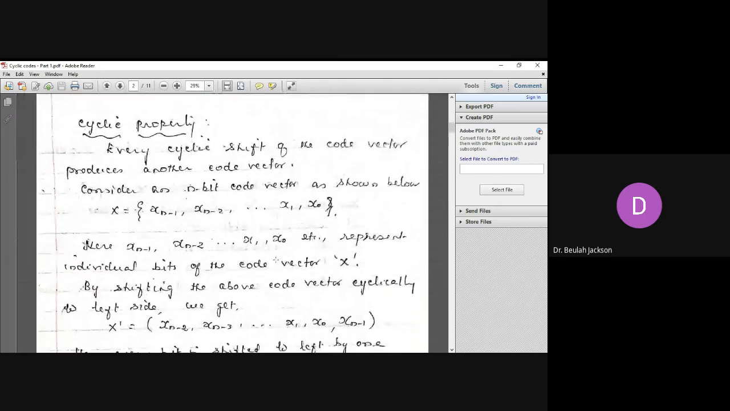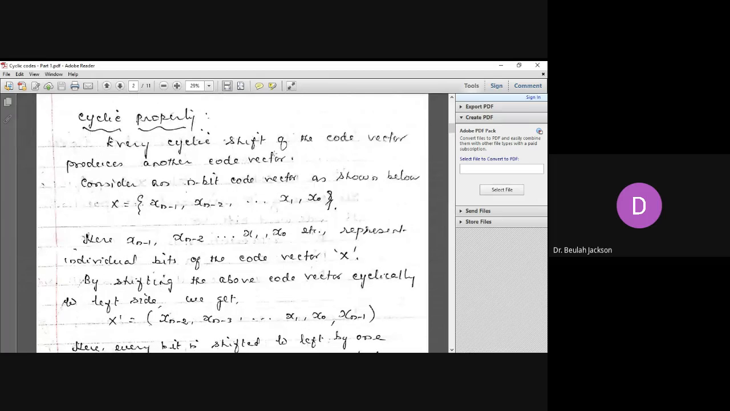And the second property is the cyclic property. So every cyclic shift of the code vector produces another code vector. Now consider an n-bit code vector as shown below, that is x is equal to xn minus 1, comma xn minus 2, etc. up to x1, comma x0. Here, by shifting this vector cyclically to left, we get this xn minus 1, which is in the MSB. This will go and occupy the LSB position.